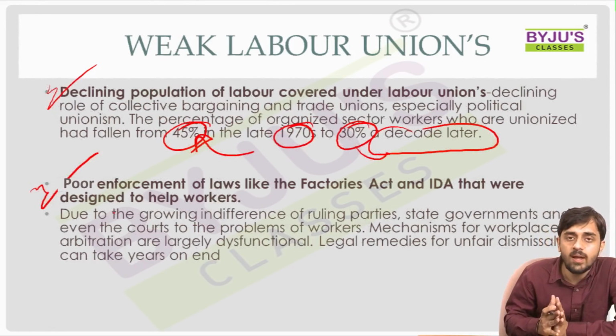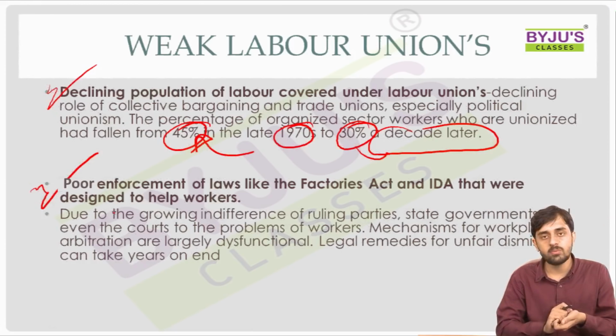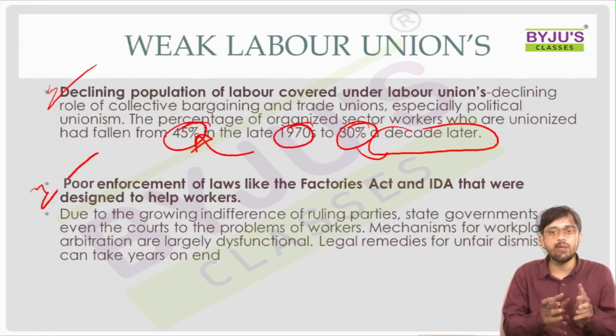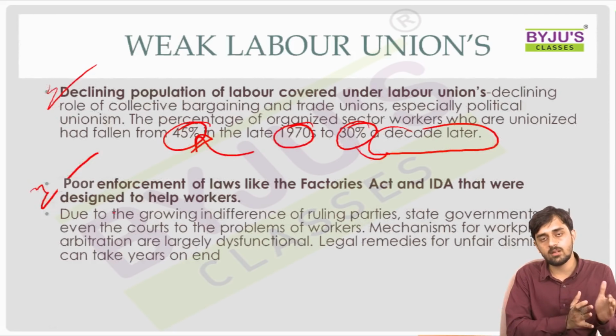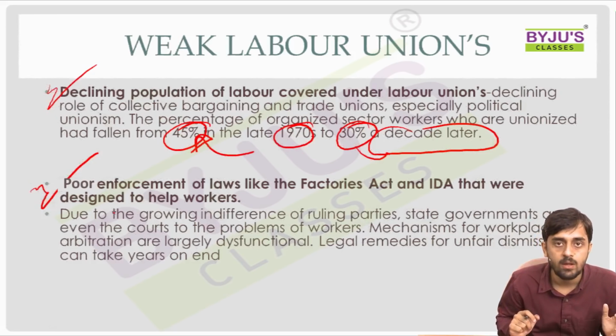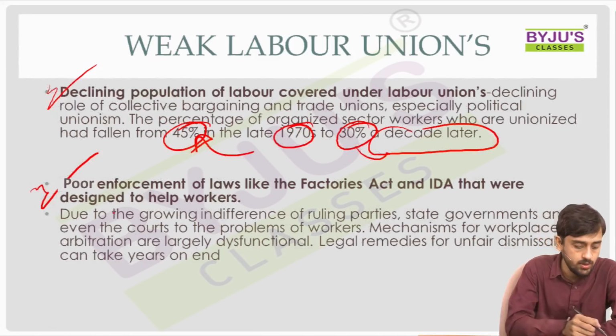The mechanisms for workplace arbitration are largely dysfunctional. Negotiations between the workers and the management often end in failure, and the legal remedies for the unfair dismissal of workers can take years to resolve. So on the one hand, there's a multiplicity of laws which breeds Inspector Raj and corruption, and on the other hand, there's poor enforcement of these laws which does not protect worker rights. That is the important issue that has to be understood here.